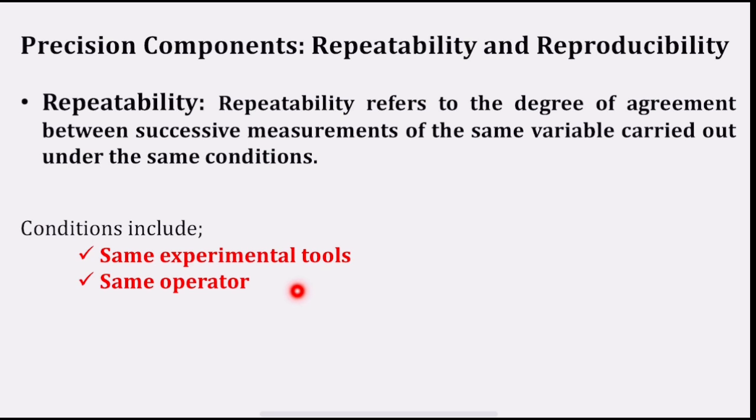The same operator should be conducting the experiment. Having the same operator conducting the experiment is crucial for repeatability. Different operators might have slight variations in their techniques, interpretations, and handling of equipment. These variations can introduce inconsistencies and affect the results. By ensuring the same operator performs the experiment each time, you minimize these variables and enhance the consistency and reliability of the results.